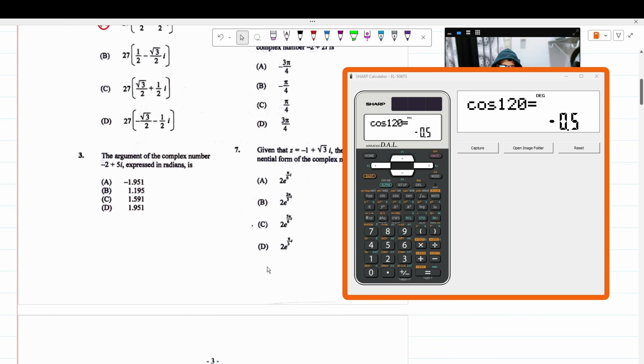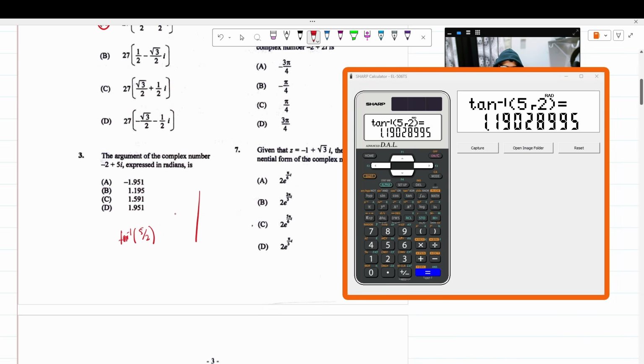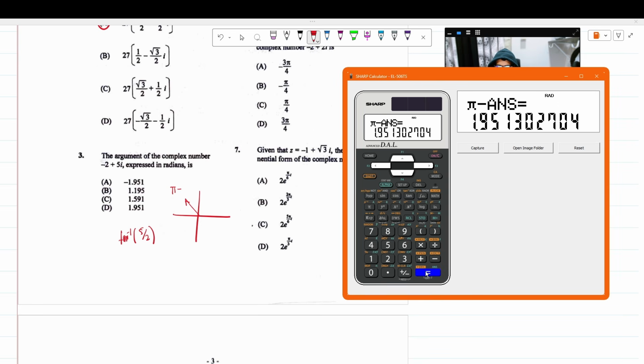The argument of the complex number, so we're going to get tan inverse of 5 over 2. Put this in radians. Tan inverse of 5 over 2 is... this complex number is minus 2 plus 5i, which is here. It's pi minus that. So pi, take away the answer, 1.951. 1.951, D.